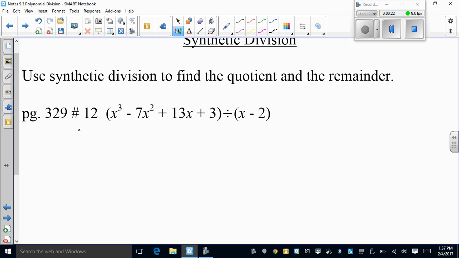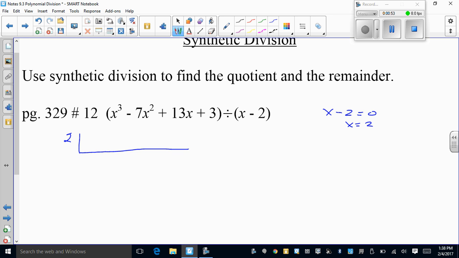Synthetic division, a couple of things to remind you. Again, the divisor and the dividend cannot be missing terms. Power of 3, so I have 4 terms. Power of 1, 2 terms, we're good. A little bit different on this one is we take this x minus 2, set it equal to 0, and that gives us x equals 2. This is our divisor. So we put in 2.